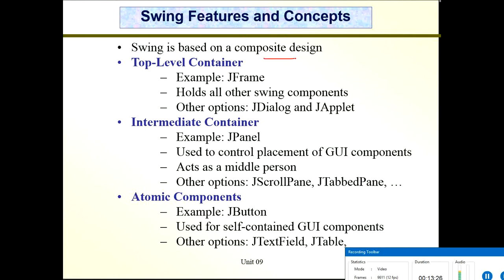Swing is based on the composite design. There are top level containers. Example is the JFrame, which holds all other swing components. There are intermediate containers like JPanel. So panel is used to place the individual graphical user interface components. It acts as a middle person. Atomic components are like your button, label, your text box, table, and all these.